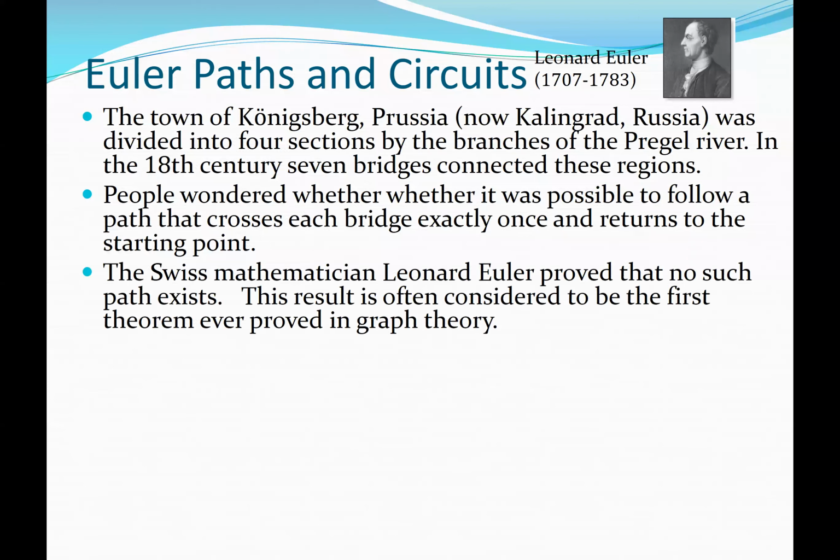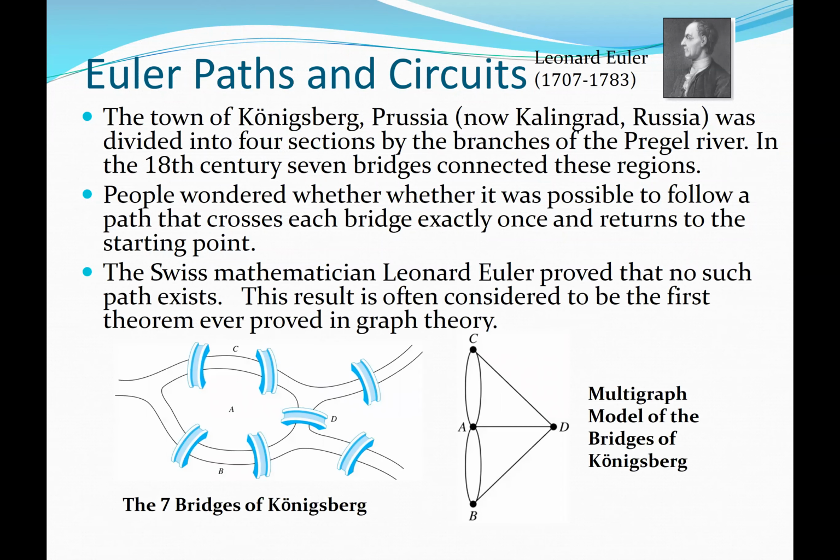So here is the image of the Konigsberg bridges that we have. We have 4 regions, A, B, C, D, as you can see, and 7 bridges connecting the 4 regions. So they just wondered, if I start at this bridge, can I go through all the regions and go back to the same place, crossing each bridge exactly once without crossing any one twice?